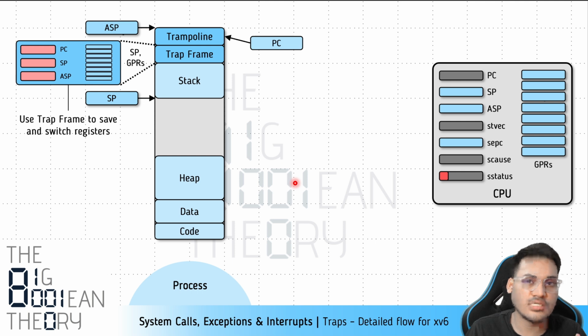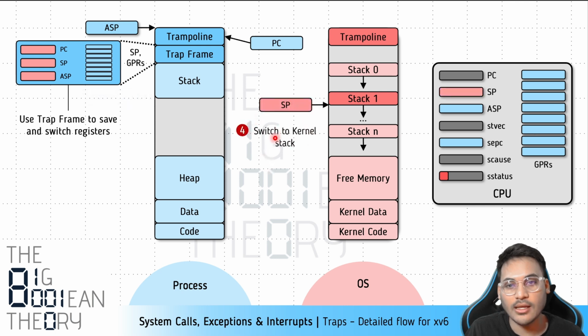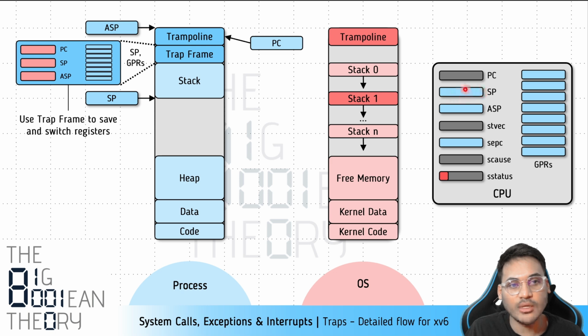So now, after having saved all of the necessary registers, we are going to switch the values. All of the user process registers, the important ones, we have saved. Now we are going to switch the values to that of the kernel. So let's start with the switching process, right? This is the kernel to which we want to switch. The first thing that we will do is switch to the kernel stack. You can see the first value that we replaced is the stack pointer. Previously it was pointing to the stack of the user process.